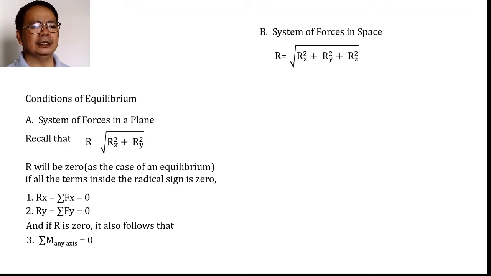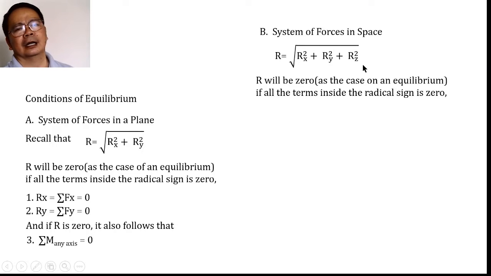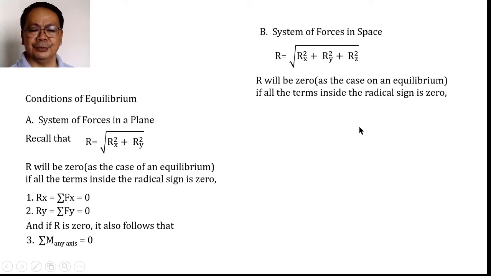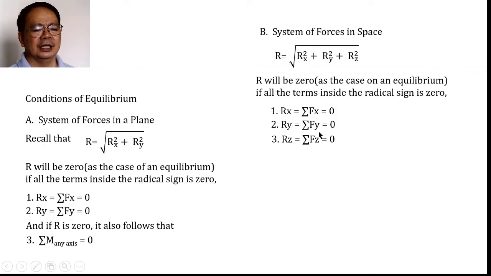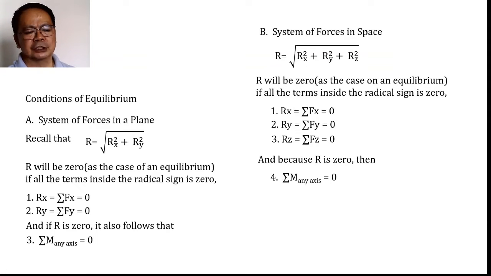At kung tatandaan natin, again, ang resultant is equal to the square root of Rx squared plus Ry squared plus Rz squared. Kaya, if R will be 0, then follows that all the terms inside the radical sign must be equal to 0, so that Rx, which is the summation of force along x, will be 0. Ry, which is the summation of force along y, is 0. Ganon din sa Rz. At dahil nga yung R is 0, then nasabi natin, yung summation of moment about any axis is 0. Kaya kung pag-aaralan natin, marami tayong pwedeng magamit na condition of equilibrium. Meron tayong pwedeng pagkunang tatlong equations mula sa force summation.